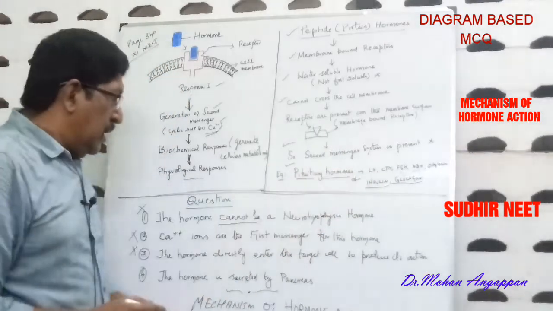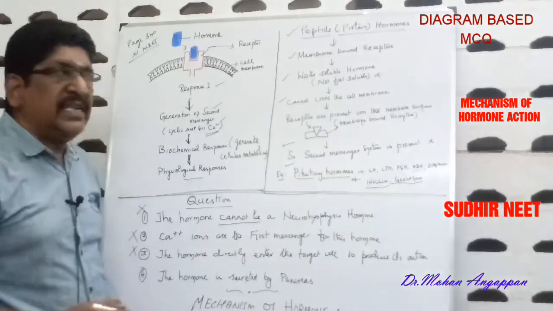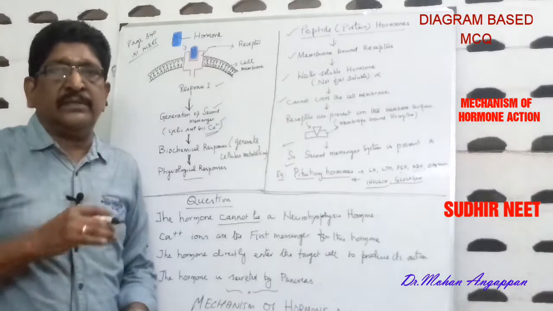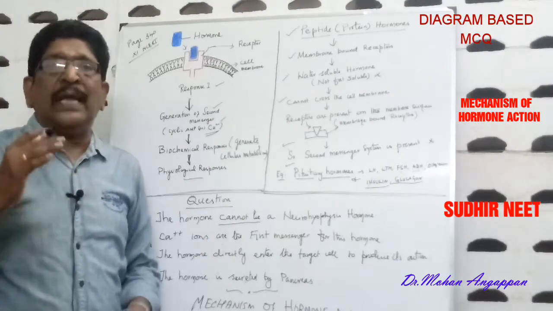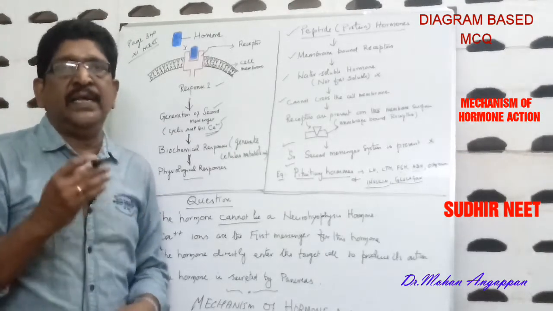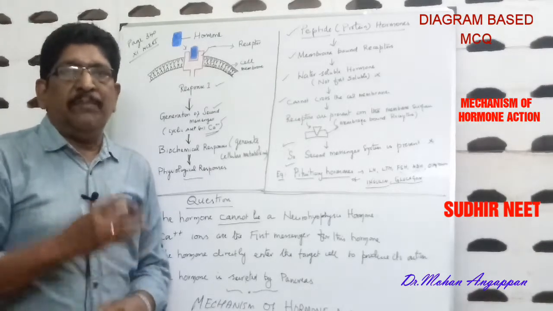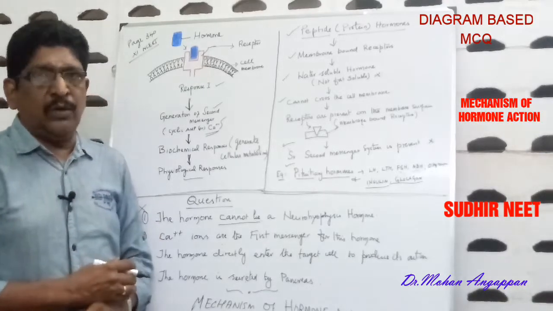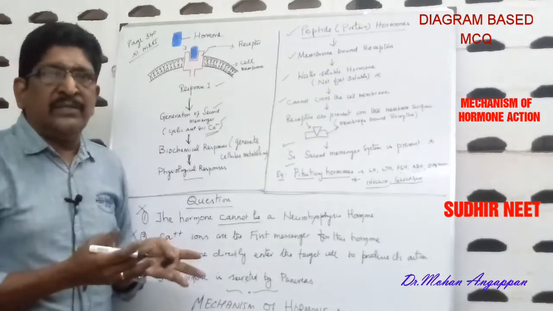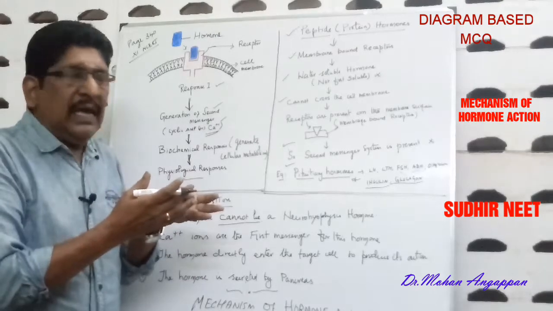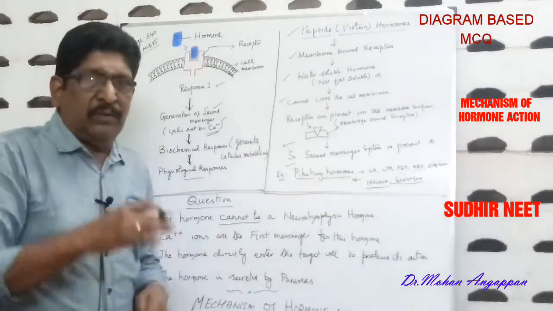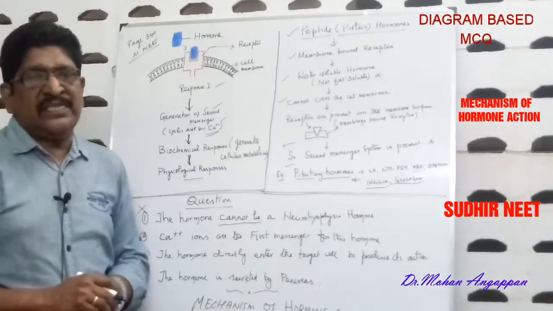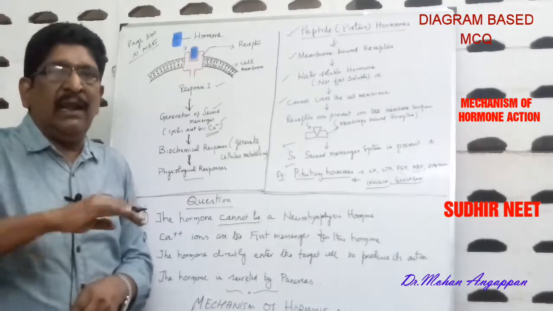So insulin and glucagon are secreted by the islets of Langerhans present on the pancreas. Islets of Langerhans have 2 types of cells, beta cells and alpha cells. Beta cells secrete insulin and alpha cells secrete glucagon. So the pancreas secretes insulin and glucagon by the islets of Langerhans, beta and alpha cells on the pancreatic gland.